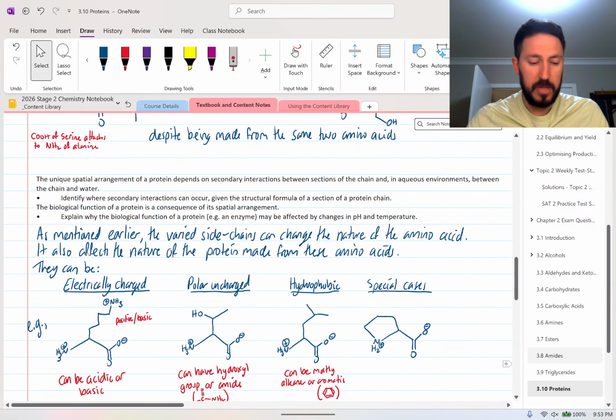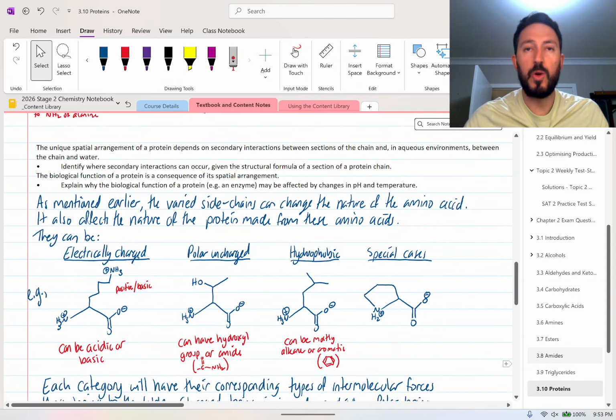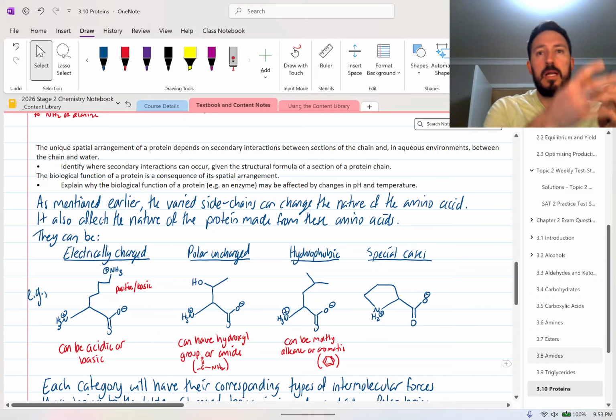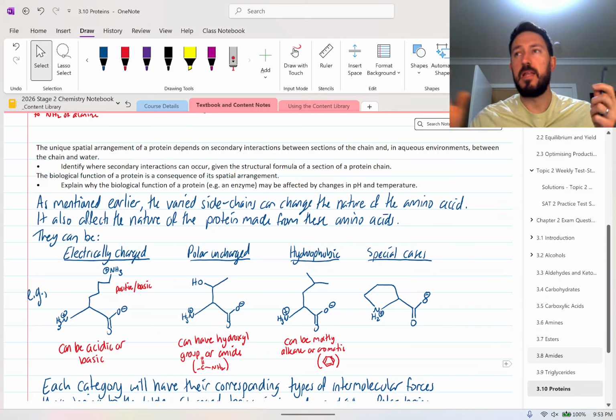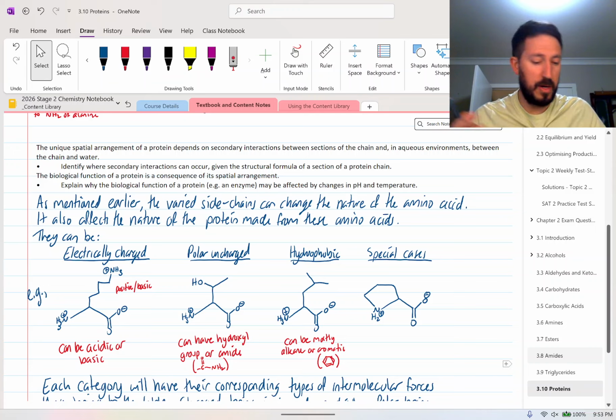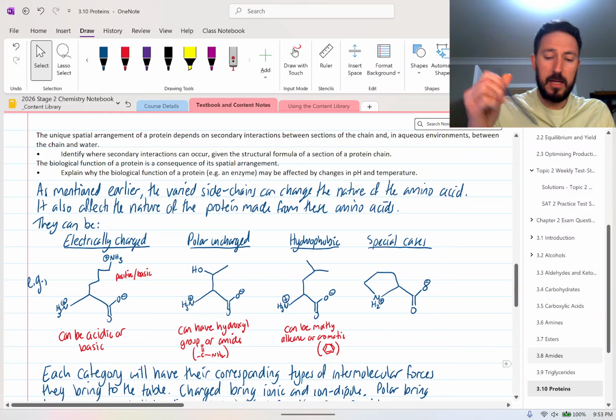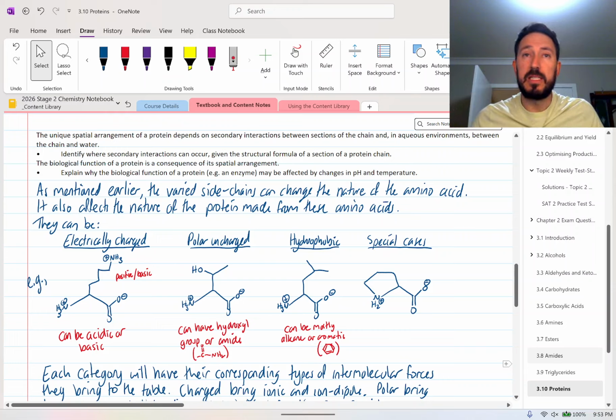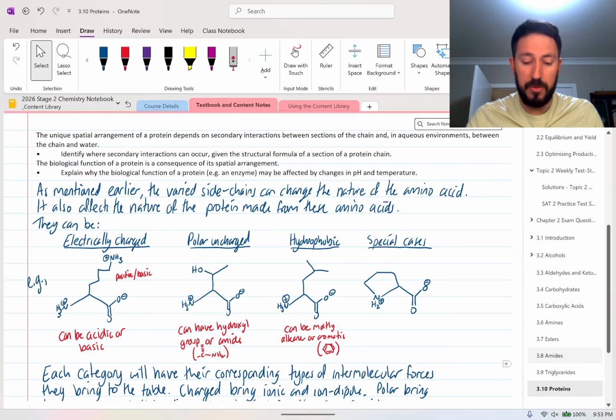Okay, so now we've covered that. When we join multiple of them together, as I mentioned earlier, you're going to end up with a long chain. Now, these long chains are going to interact with each other and other molecules through intermolecular interactions. These intermolecular interactions are pretty much completely dependent on the type of intermolecular forces that those side chains can bring to the table. And I've got some categories here and an example of each of them.